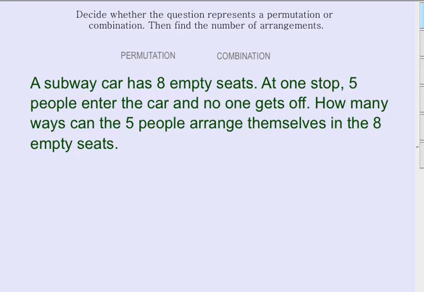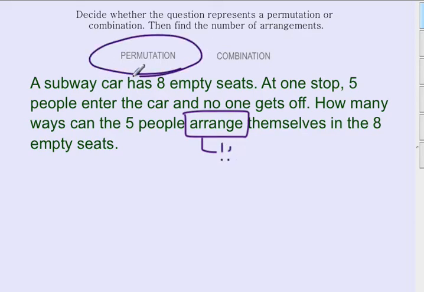Next, now we need to start deciding when do we use permutations and when do we use combinations. So we need to determine which is which. So first, let's just read it. So it says, a subway car has 8 empty seats. At one stop, 5 people enter the car and no one gets off. How many ways can 5 people arrange themselves in the 8 empty seats? Now, whenever you see the word arrange, that should instantly tell you that it's a permutation. Arrange implies that there's some sort of order. So that means that we have to use permutation.